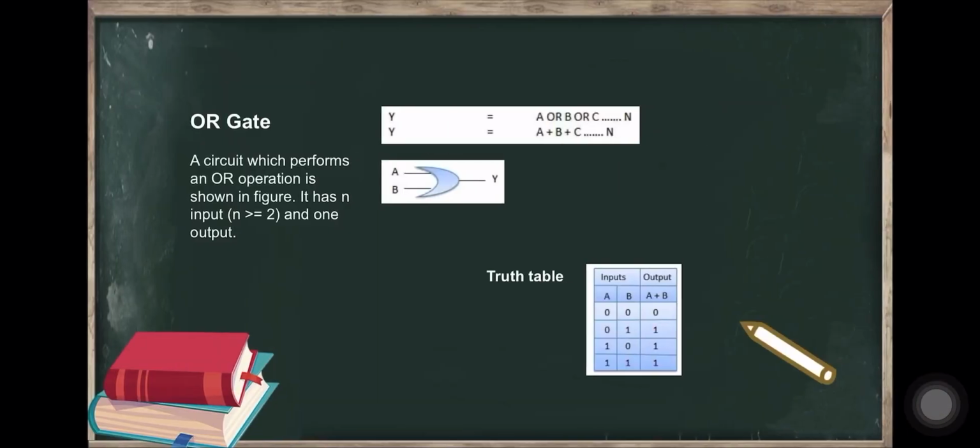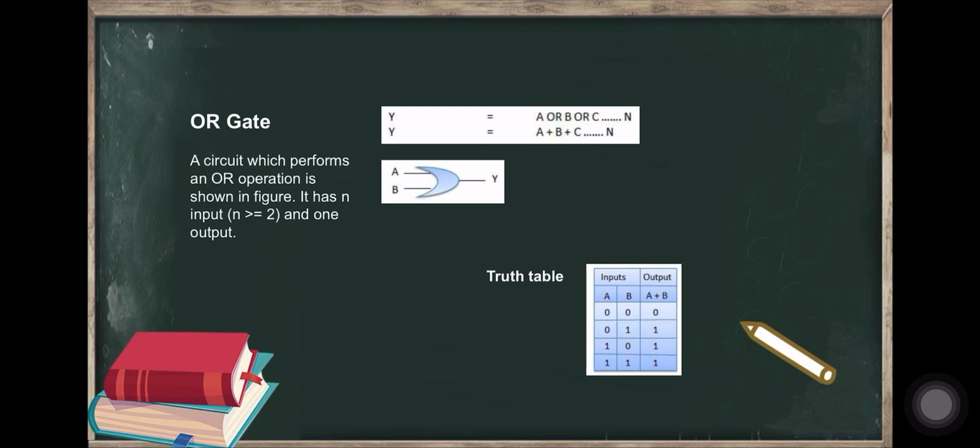Next is the OR gate. The circuit which performs an OR operation is shown in the figure. It has two or more inputs and one output. The OR gate has 2 inputs and 1 output, as shown. Let's see the equation: Y equals A plus B plus C. So the input A will be added to B, as shown in the truth table.